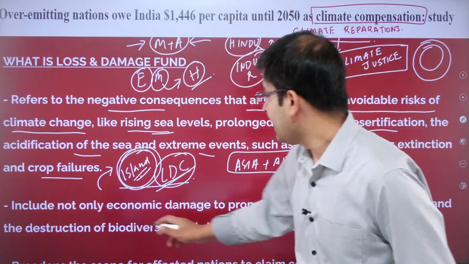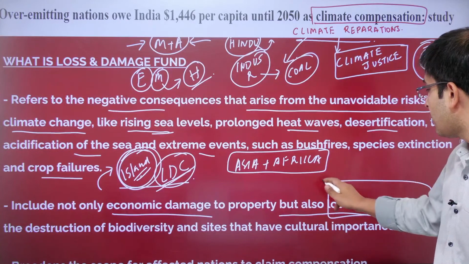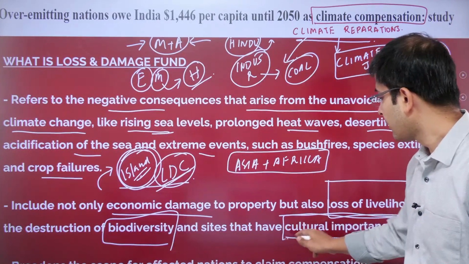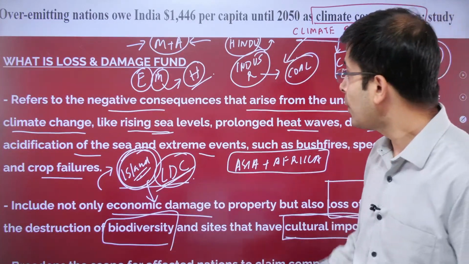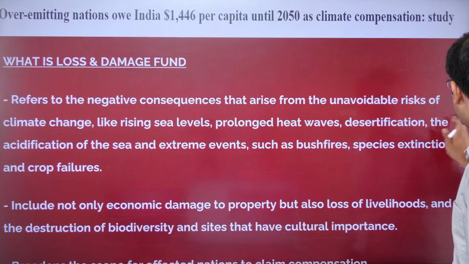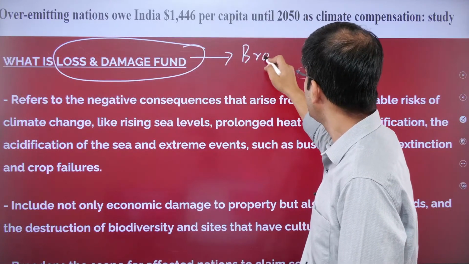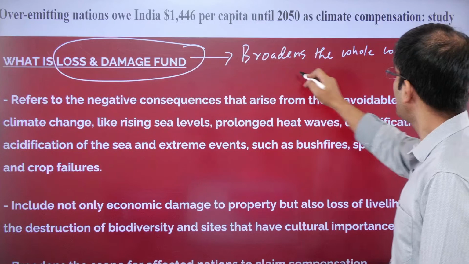Like I told you at the beginning of the class, never look at an issue just from the sector in which it belongs to, especially if you're looking to score very good in the mains. Okay. So it includes not only economic damage to property, but also loss of livelihoods. Look at it now. You are going to lose your jobs, flora, fauna, gone. Okay. Cultures, gone. Imagine in the island state context only. In 20-30 years, all of this is gone. So what essentially the loss and damage fund does is, after you have understood what the loss and damage fund does, it essentially broadens the whole conversation around climate justice.